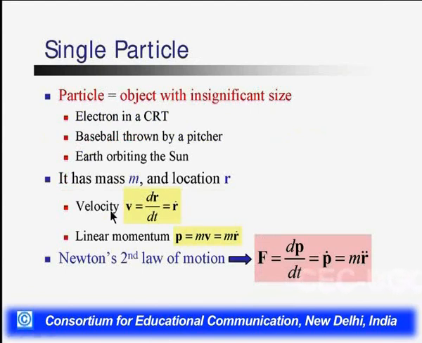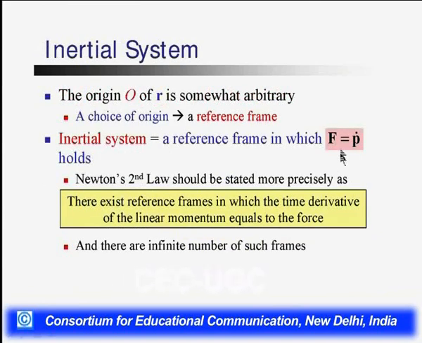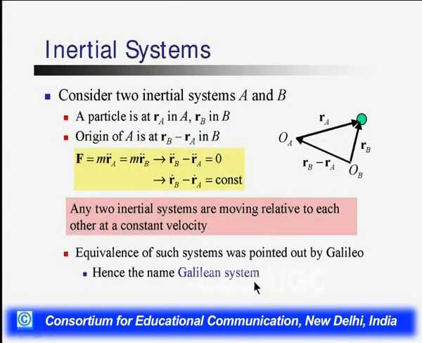Here we see that dp by dt is equal to the force. The derivative of momentum with respect to time is defined as the force, and if it follows, then it obeys the second law, and it is the inertial system, and we have an infinite number of such systems. We consider two inertial systems here.